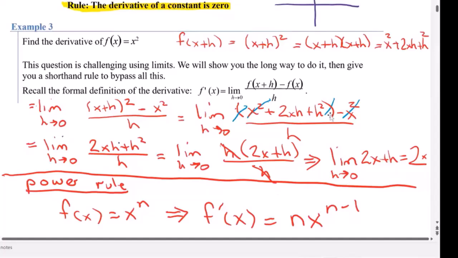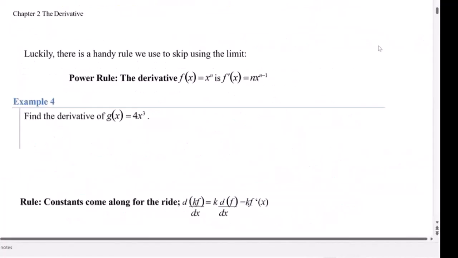All right, we'll be using all of these. Don't be concerned. So luckily, there's a handy rule to skip using the limit, which is what I just said. So here we have it. The power rule is exactly as I just stated. So now I want to find the derivative of g of x equals 4x cubed.